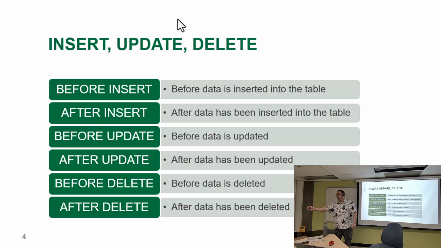Maybe we want to use that for audit logging. Like, let's put a record somewhere else to say John Doe inserted this row today. Before update, after update, same idea. Before the update, after the update, before delete, or after the data has been deleted. So you have 3 DML commands, and you have before and after each of those. You can choose to program code.